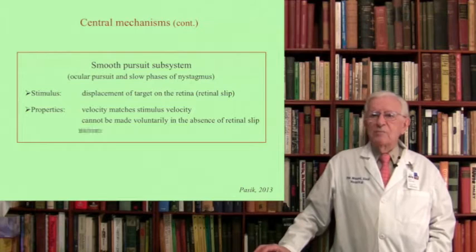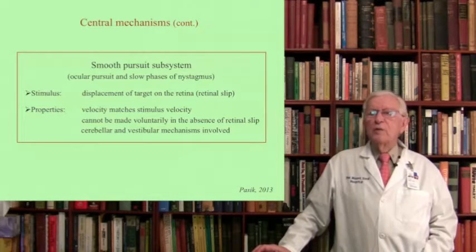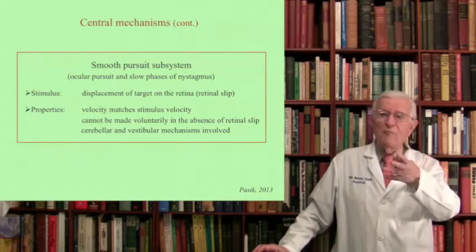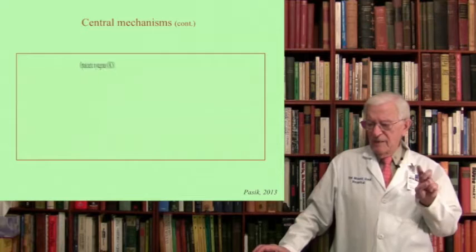Finally, another important feature is that here is where the cerebellum and the vestibular mechanisms that we discussed in previous lectures are very much involved. And that's why patients with cerebellar problems have problems in visual pursuit. So you have already two subsystems, saccadic and ocular pursuit. Let's see another one.